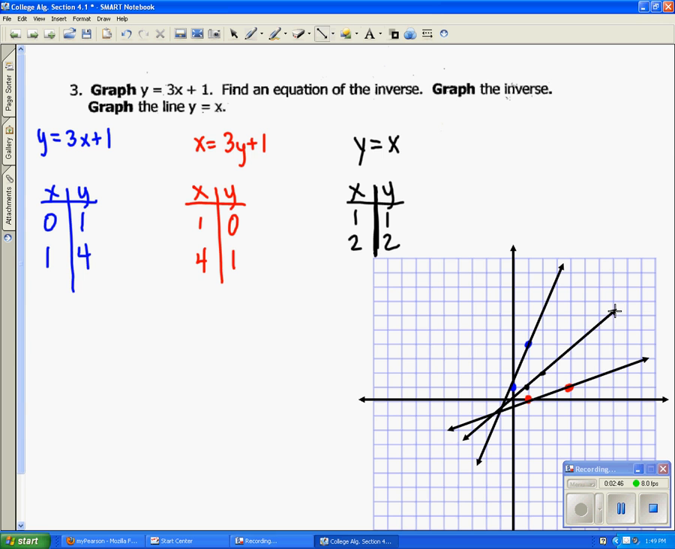So if you notice, the line y equals x splits the two graphs equally in half, if my lines were perfect, but these are rough sketches. So you can see the relationship of inverses: these two are inverses of each other when they're graphed. And this line directly through the middle just lets us see that relationship.